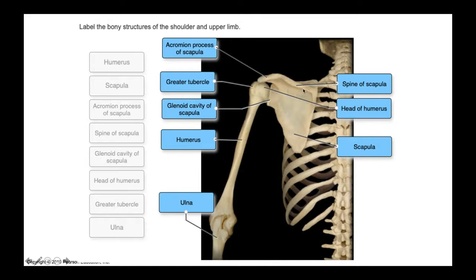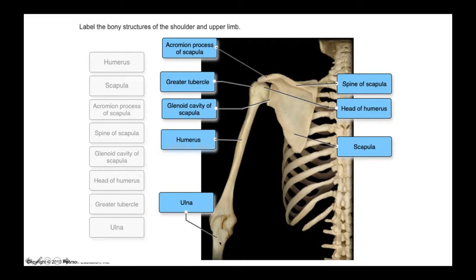This is the spine of the scapula, and an extension of the spine of the scapula takes us to the acromion process, which is kind of like the highest part of the shoulder. We do have some fossas here. So the fossa above the spine of the scapula is the supraspinous fossa. Below it is the infraspinous fossa. And then you have the glenoid fossa or the glenoid cavity. The glenoid fossa or the glenoid cavity is the depression for the head of the humerus to articulate with. Then there's a greater tubercle. On the anterior side, we'd be able to see the lesser tubercle.